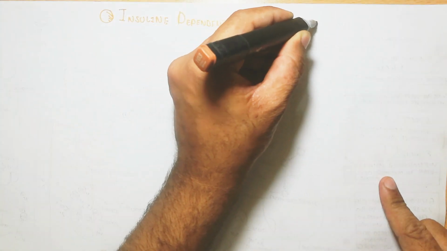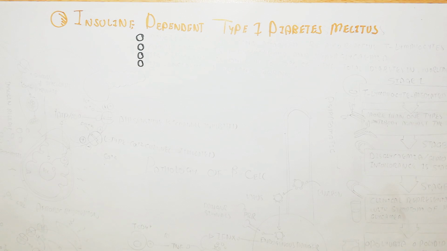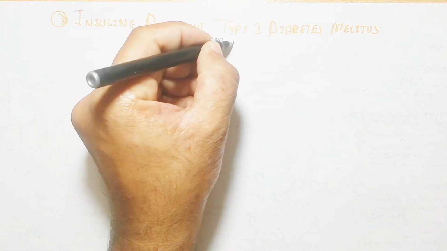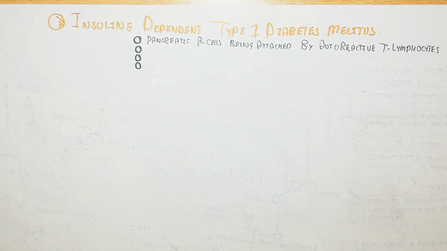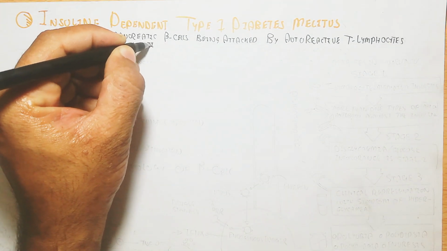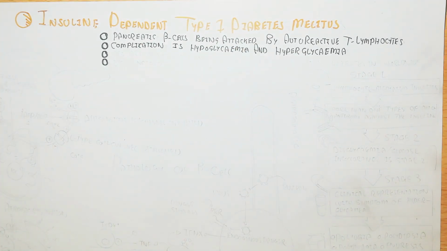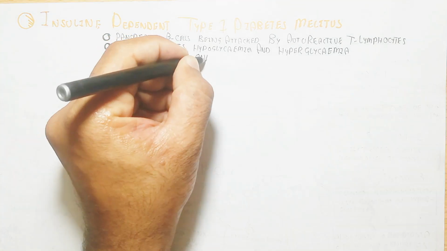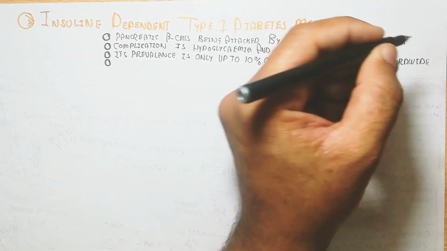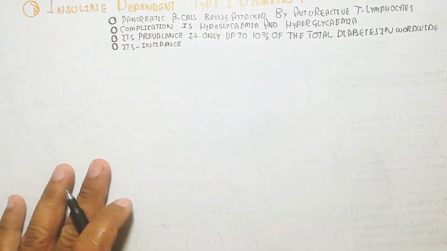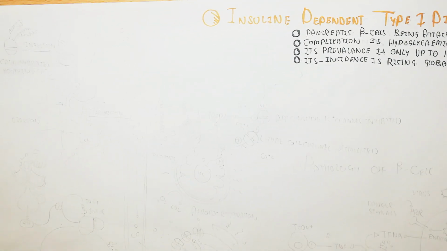So it is totally different from type 2 diabetes mellitus, because that is the insulin independent type. Let's understand the characteristics of insulin dependent type 1 diabetes mellitus. The pancreatic beta cells are attacked by autoreactive T lymphocytes, and the complications are hypoglycemia and sometimes hyperglycemia. Its prevalence is only up to 10% of total diabetes worldwide, and its incidence is rising globally with time. So remember, type 1 diabetes requires exogenous insulin or an insulin pump, and it does not work much with metformin like type 2 diabetes.